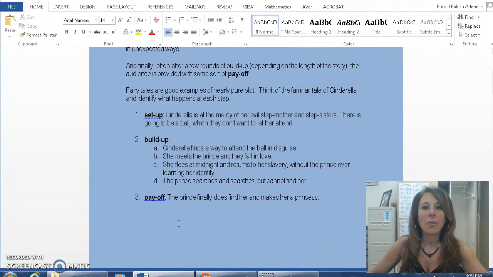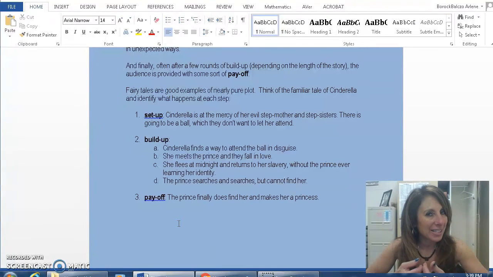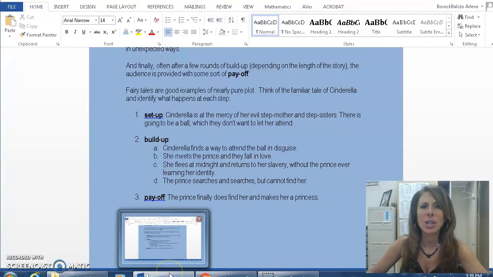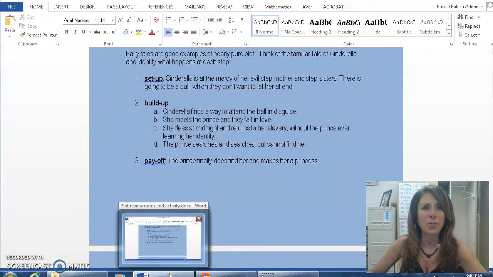And so the payoff is hopefully that happily ever after ending where the story ends. And it could also be a bad ending, like a sad ending or a poor ending or a cliffhanger, so that an author can write another book in a series. But that's the payoff. It has to have some kind of closure, though, at the end.